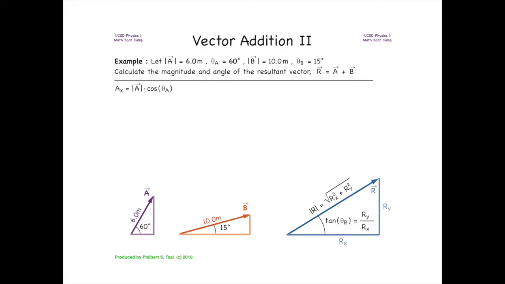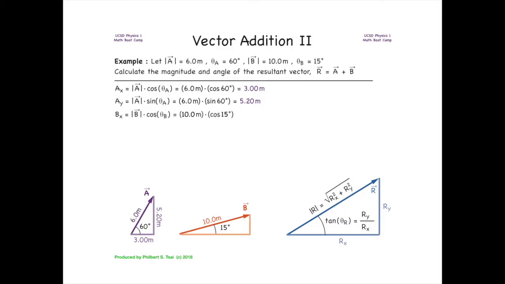First, we find the x component of the A vector by using the cosine formula. Plugging in the numbers, we get 3 meters. Next, we can use the sine formula to find the y component of the A vector. Again, when we plug in the numbers, we get 5.2 meters.